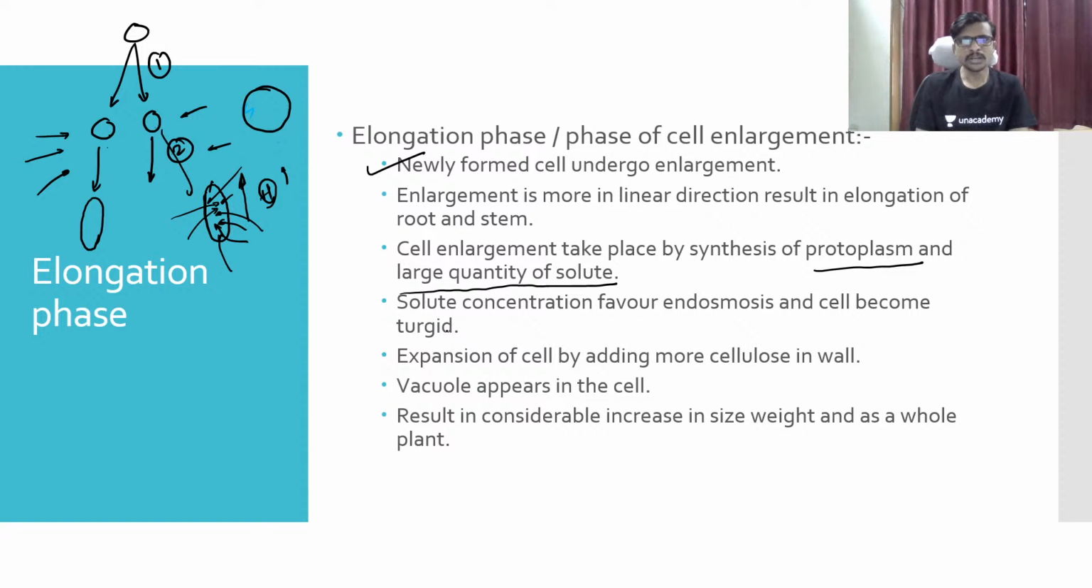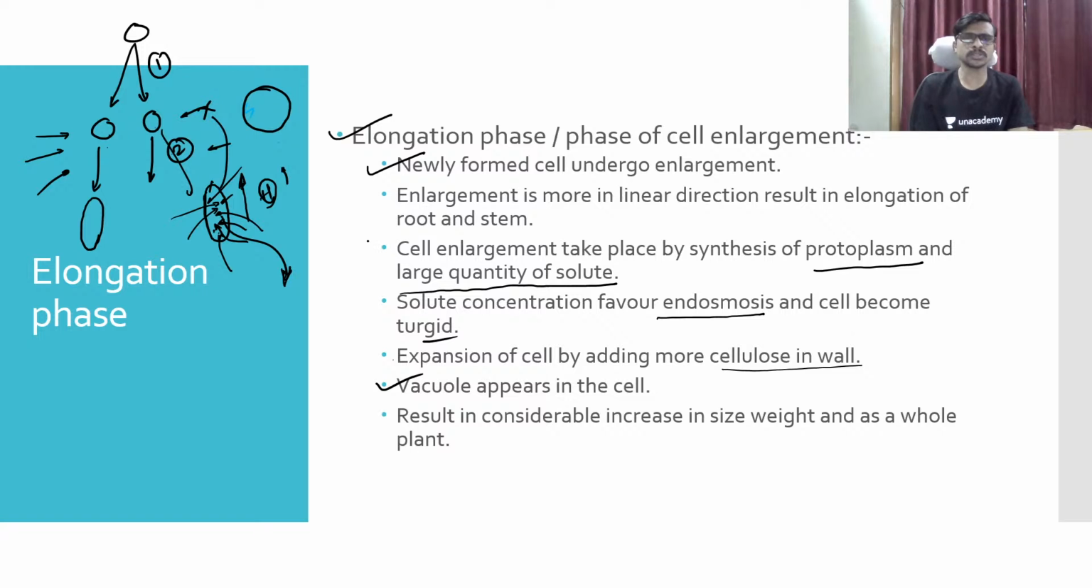So solute concentration favors endosmosis. That is what I just told you. When solute concentration increases, the cell starts absorbing water from the surroundings. The cell becomes turgid. Expansion of the cell occurs by adding more cellulose in the wall. So when cellulose is added in the wall, the cell starts to expand. Vacuole appears. After the second phase of elongation, the cell is not going to enter into the cell division process again. The cell starts making organelles like vacuoles and the cell wall.